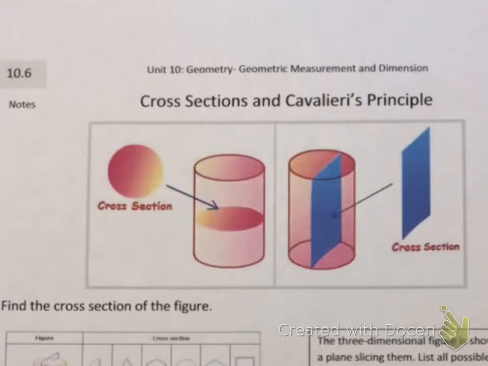This is Note Taking Guide 10.6 for Math 2. Today we're going to talk about cross sections and a principle called Cavalieri's principle.